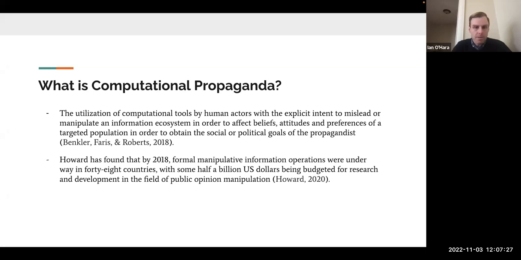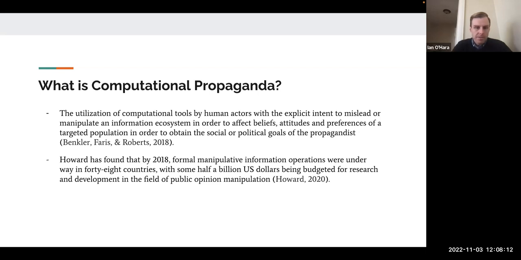Howard, another researcher that's prominent in this field, I believe he's at Oxford, has found that by 2018, formal manipulative information operations were underway in 48 countries, with $500 million US being budgeted for research and development in the field of public opinion manipulation. So this is a global problem. We've seen that in the news media as well. If you followed politics outside of the US, everything from Brexit to recent elections in Italy and some other places were being manipulated behind the scenes pretty formally by all sorts of different entities in digital spaces.